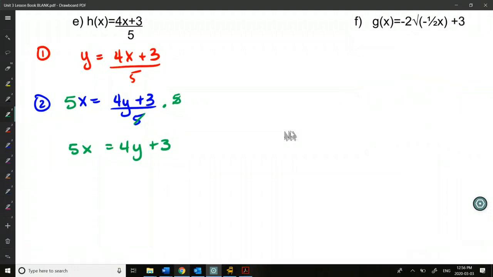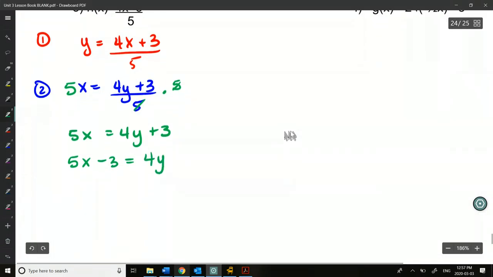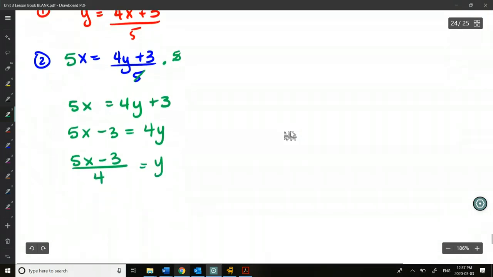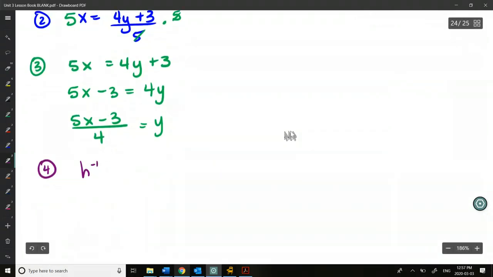Next, we're going to move the plus 3 to the other side. Becomes minus 3. And then we'll divide out the 4. So it's this whole thing divided by 4. Okay, and then last step, use your function notation. We started with h of x, so this will be h inverse of x.